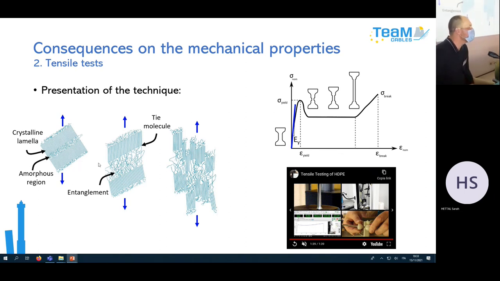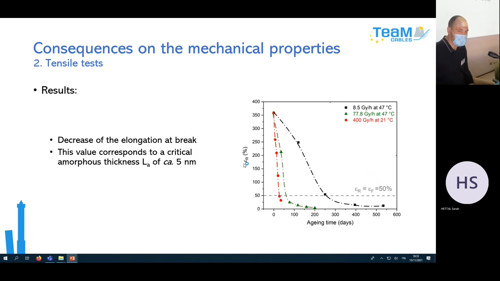So basically, when you remove these entanglements, when you increase the crystalline content comparatively to the amorphous phase, when you cut the chains in the amorphous phase, all is in favor of decreasing the elongation at break, meaning that this property will decrease because of these different phenomena. And that's basically what we observe. By doing the mechanical test on this sample, what you will obtain is a decrease of this epsilon at break, the deformation at break. And this is rapid with the aging conditions that we used in this project.